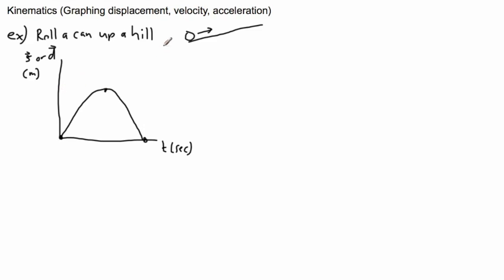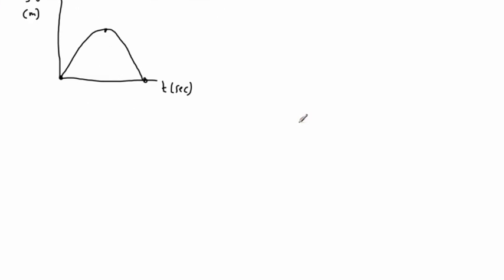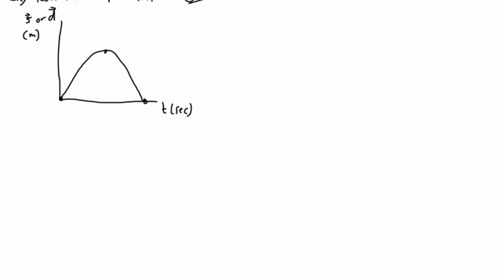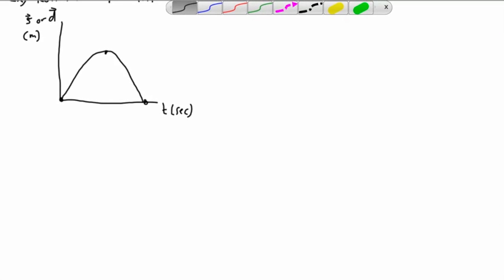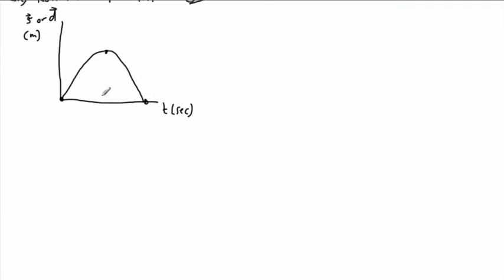Now let's take a look at what the velocity does. So let's take a look at a graph of that. On the same time scale here, I want to graph something different. So this one right here, I want to graph velocity versus time. So that'll be V with a little line on it like this. That'll be meters per second.